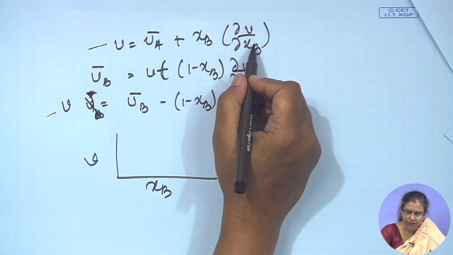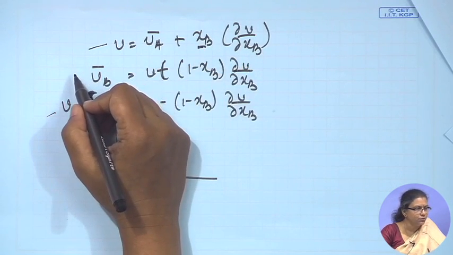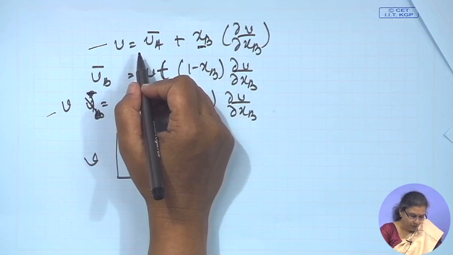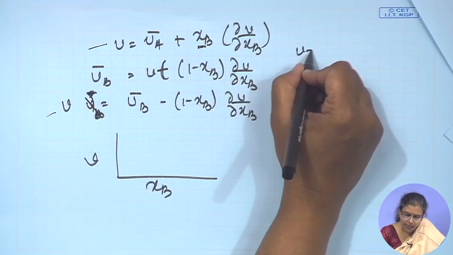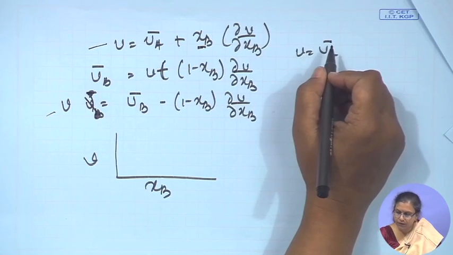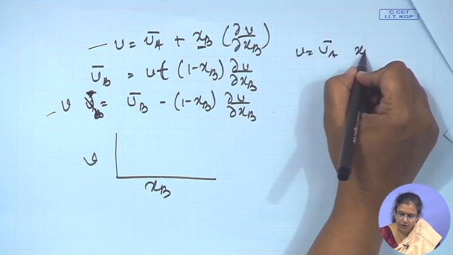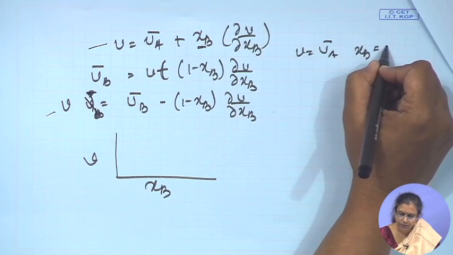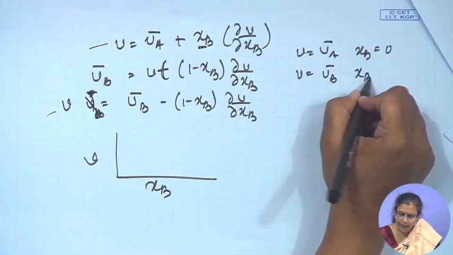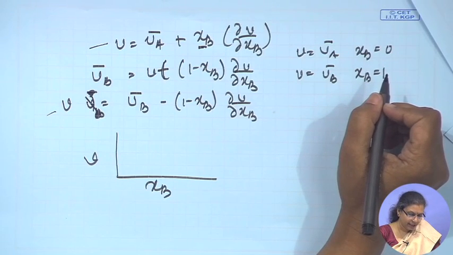From this particular equation, we find that at x b equals to 0, what is V equals to? So, therefore, this reduces to the partial molar volume: V equals to V A bar for x b equals to 0 and V equals to V b bar at x b equals to 1. Isn't it? Just check it up. This is the thing that you are supposed to get.